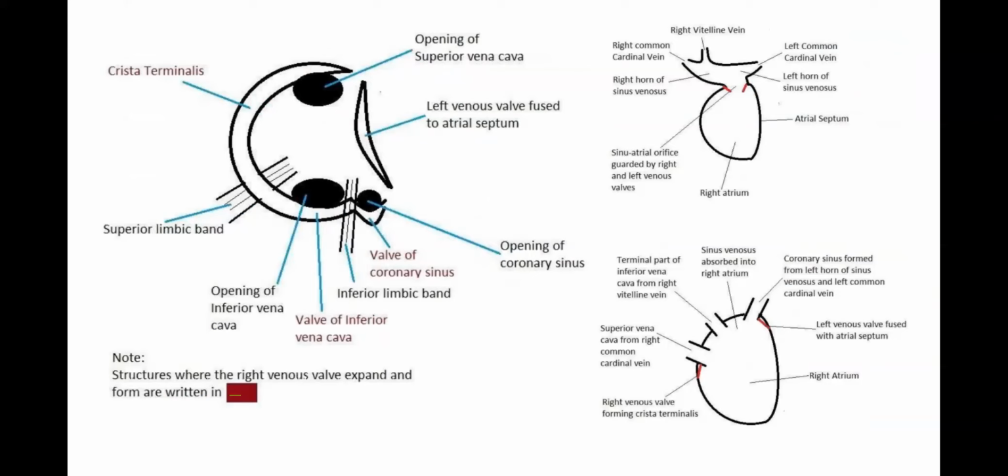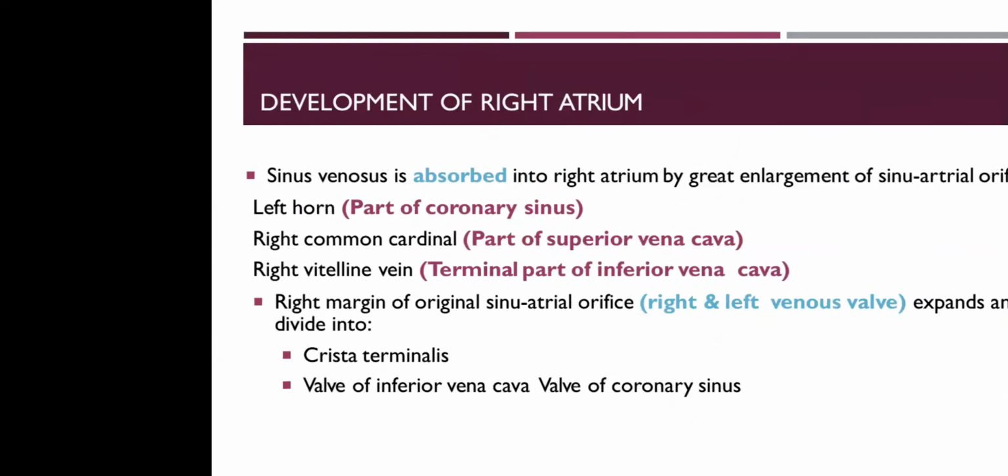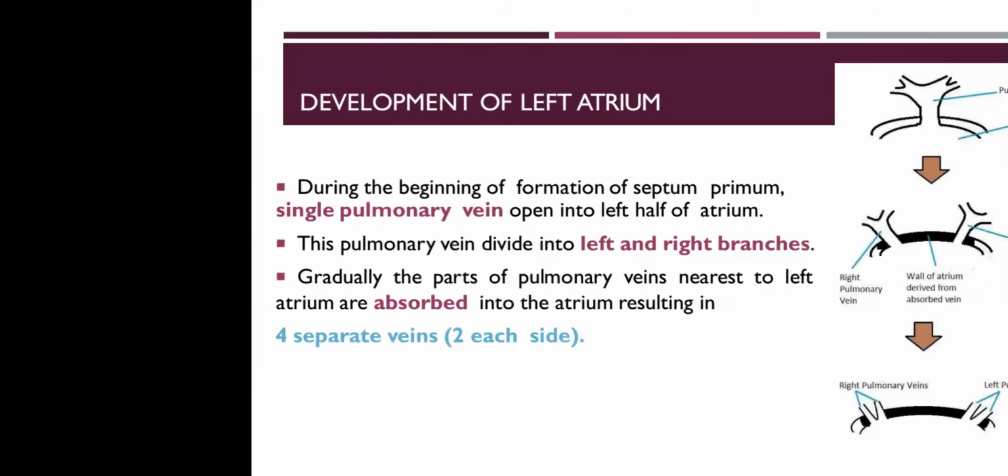In the right picture, at the right margin of the original sinoatrial orifice, the right and left venous valves expand and divide into the crista terminalis, the valve of the inferior vena cava, and the valve of the coronary sinus. And this is just written what is seen in the picture.